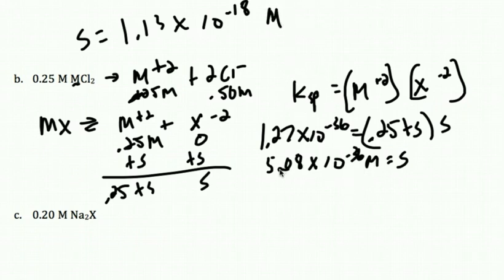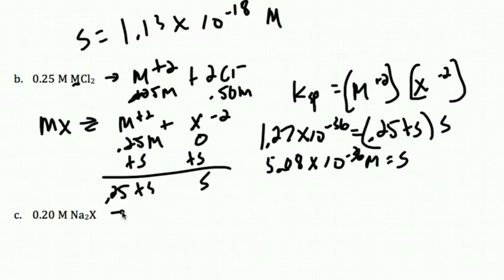So look at the difference. When there's already some ions in there, 0.25 molar ions in there, I mean, this solubility was already quite low. Now it's even lower, way lower. Just look at the powers and how much lower it is, because there's already some of those ions in there.